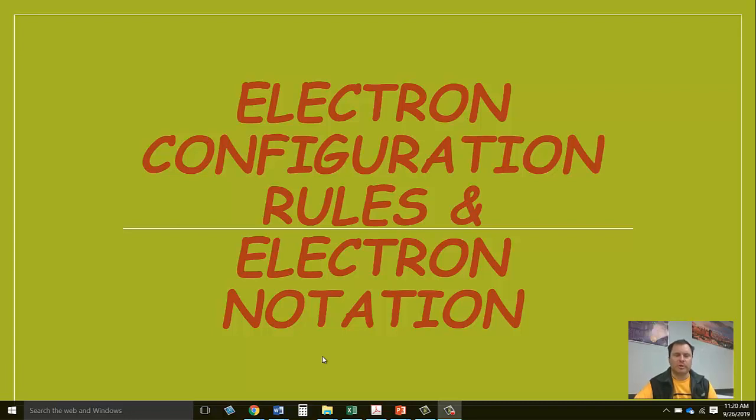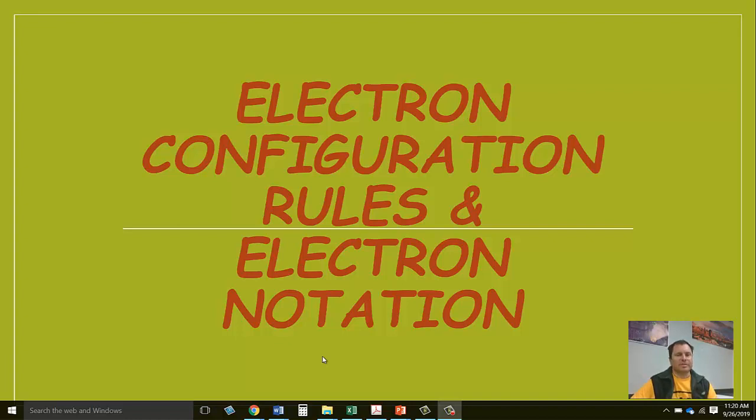Today on Chem Talks, we're going to continue our discussion of electron configurations, and add on to what we talked about. So far, we've just written the electron configurations for different atoms using s, p, d, and f orbitals. Today, we're going to delve a little bit deeper and talk about what we call electron notation.